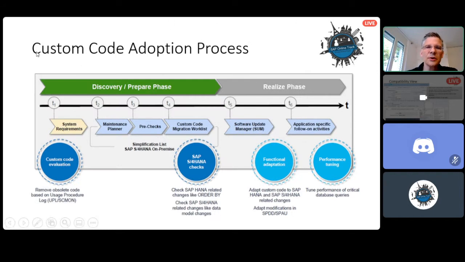This custom code adaptation process has more or less 3 major steps in it. So what we usually do is first we evaluate which part of the code is still in use. We try to identify the used code to reduce the effort, because if the code is not used, it should not be necessary to adapt it. We call it housekeeping, right?